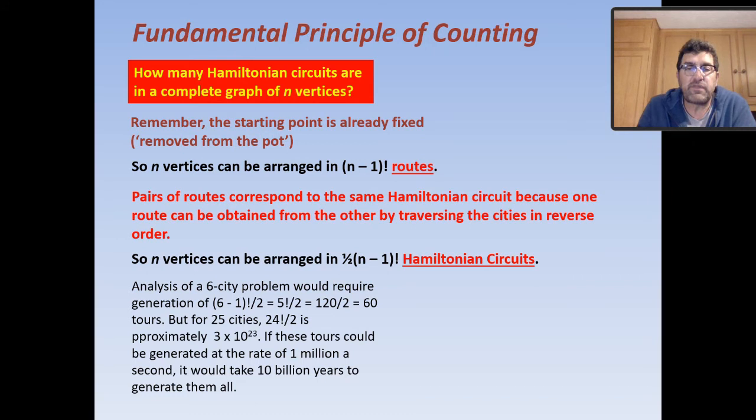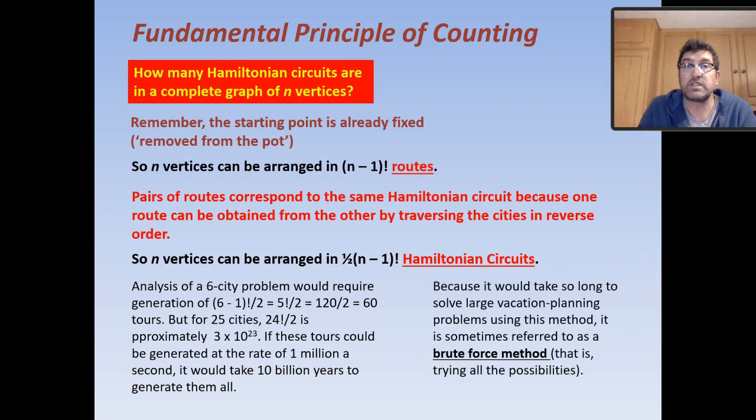But for 25 cities, now look at this. The 24 factorial divided by 2 is approximately 3 times 10 to the power 23 tours. Now just to make sense of that, if these tours could be generated at a rate of 1,000,000 tours per second, folks, it would take 10 billion years to generate each tour for you. Okay, so just to put that in perspective, at the rate at which this can grow.